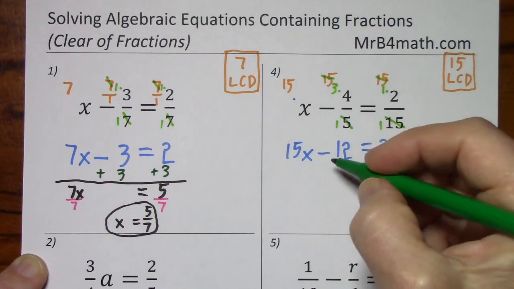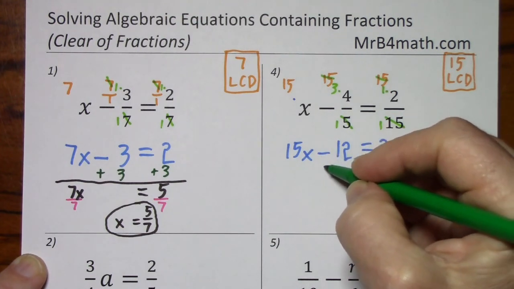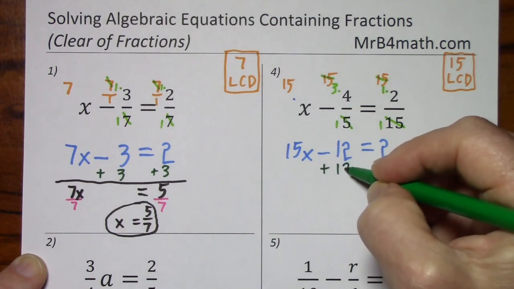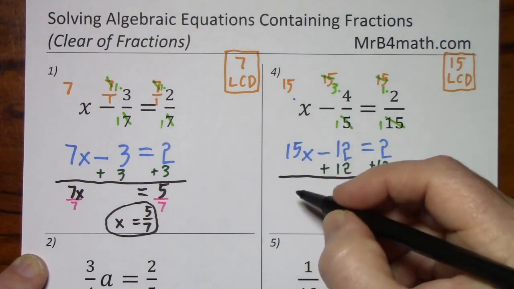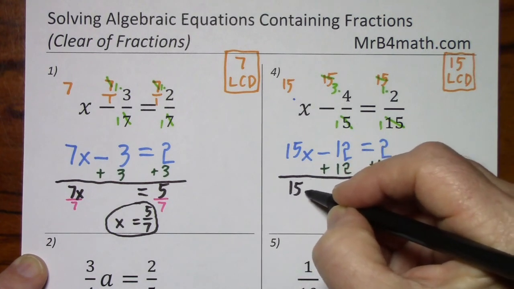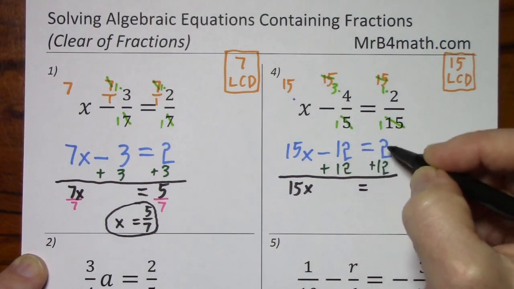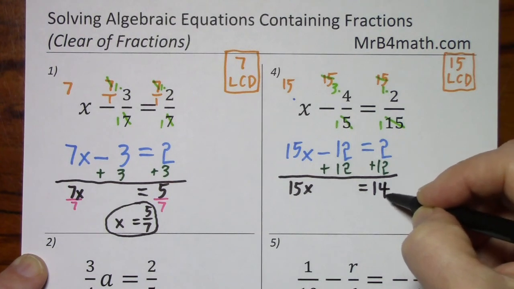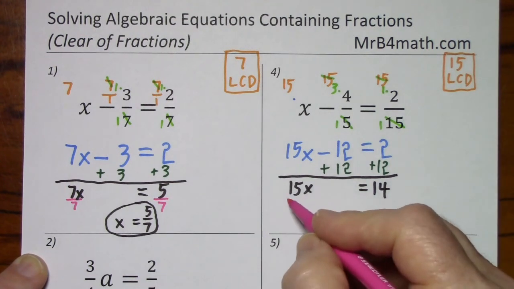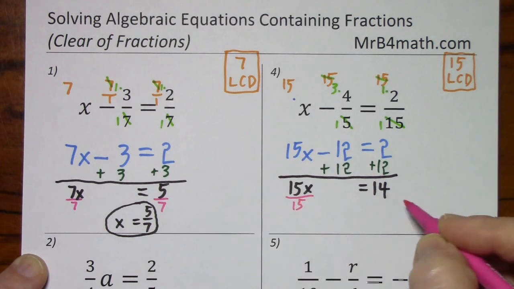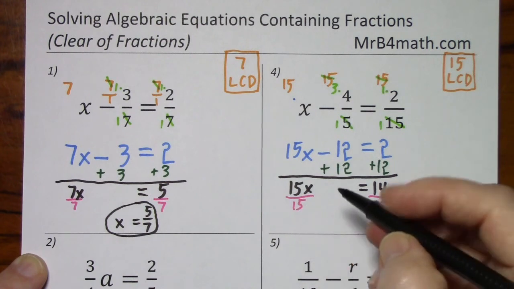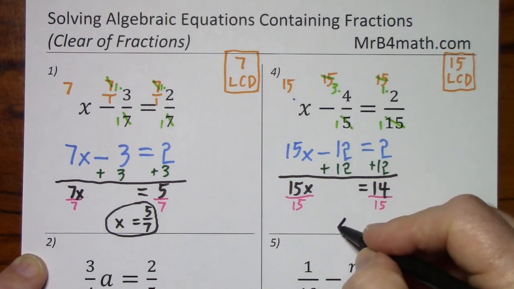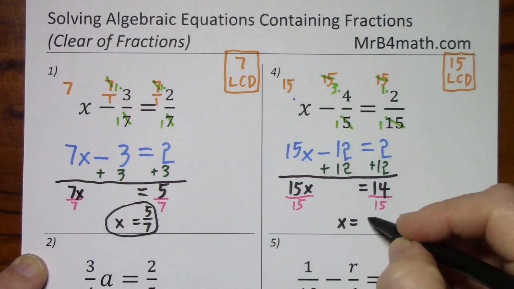I'd say get rid of the negative 12. It's held by addition or subtraction. Negative 12. So put a positive 12 underneath. Positive 12. Just draw a line and bring everything down. 15x. Bring down your equals. We have 14. You want to get rid of your 15. Divide by 15. Divide by 15. And again, this cleans up. 15 goes into 15 once, so you have 1x equals 14/15.